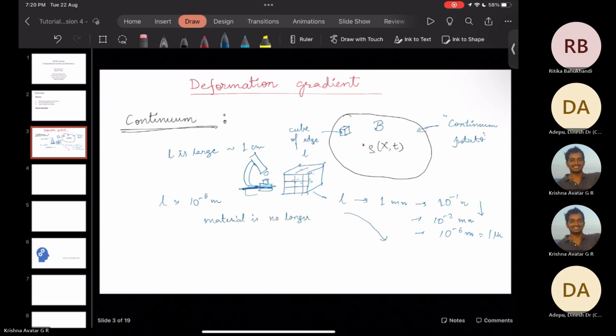Is no longer continuous. So the thing is, at about 10 power minus 3 or even minus 4 meter, or somewhere around 10 power minus 3 to 10 power minus 4 to 5 meter, we don't have an exact value, then our assumption of the material being a continuous distribution starts breaking down.